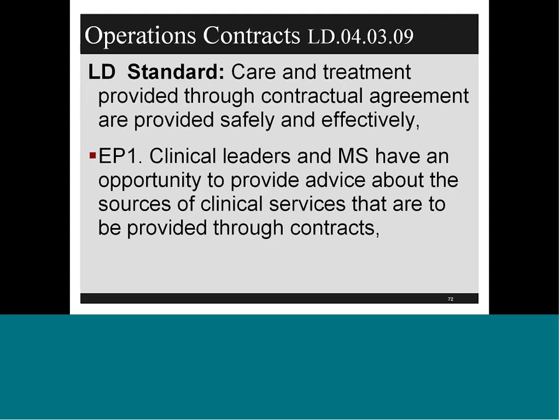So EP number 1, or element of performance number 1, is that clinical leaders and the medical staff have the opportunity to provide advice about the source of contracts. So every year we would send a list, that list I showed you earlier, of all the services and what it was to accomplish and what were the performance indicators and was it met, and if it wasn't met, what we did about it and who's the contract owner.